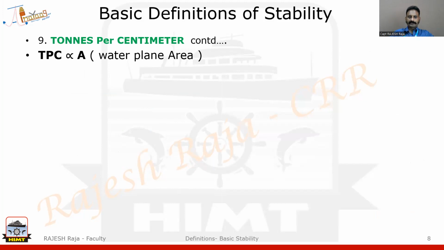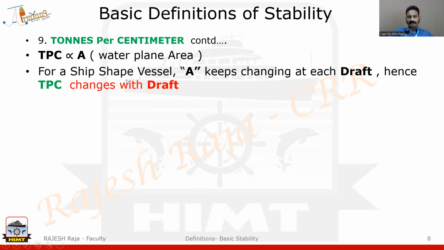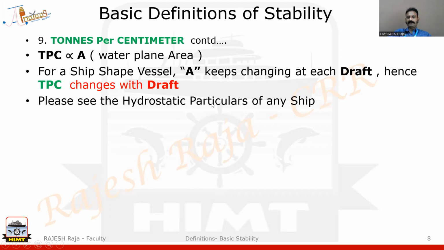Let us say I'm floating in seawater or freshwater, doesn't matter. I'm floating in some water. As and when my water plane area changes, my TPC also will change. So for a ship shape, the water plane area keeps changing with the draft, and hence TPC also will change with your draft. And this is very evident in hydrostatic particulars. You can go and have a look. So this is the first change. I'm in a particular water. I keep changing my draft. Obviously, the TPC also will change. It cannot be constant.